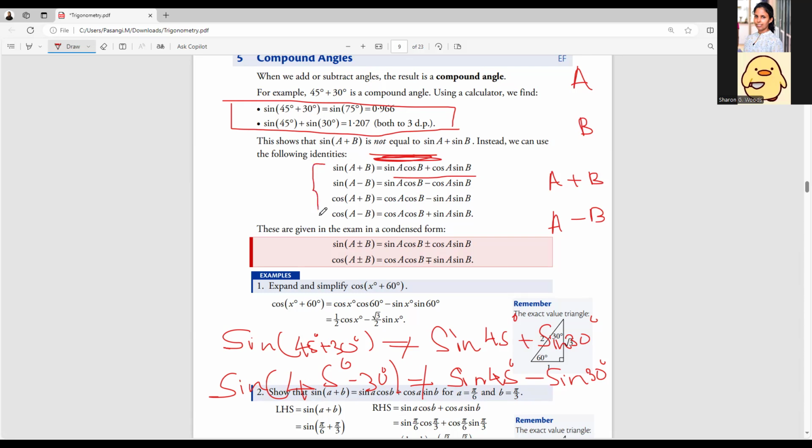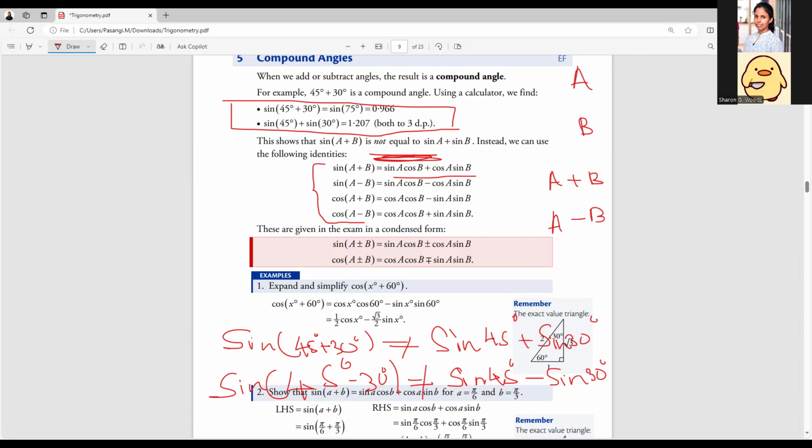These identities you should remember, because in our A levels we are not given these equations. So by working on these questions you should be able to recall them and how it happens. So what are those identities actually?